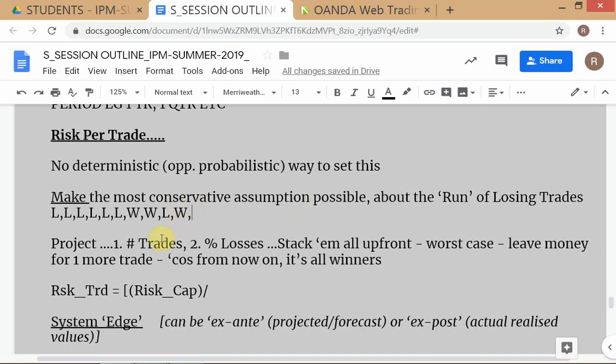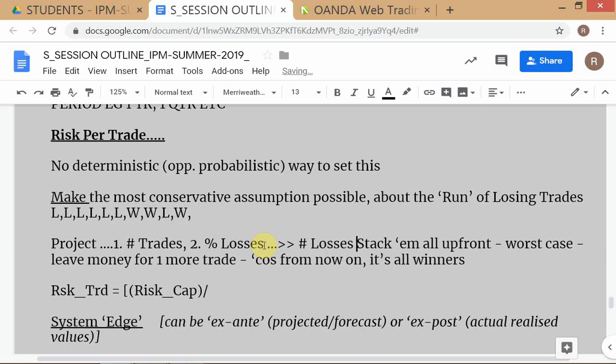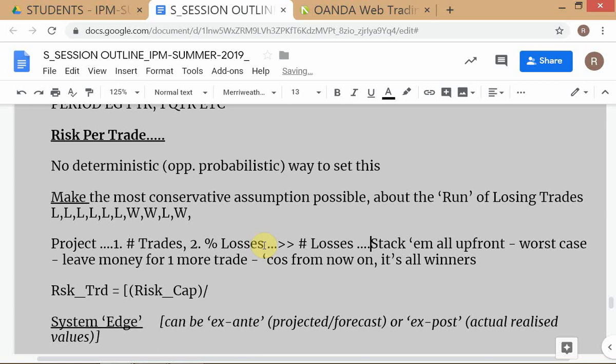We are going to make such a conservative assumption that it can't be worse than that. So we make the worst case assumption, okay? The most conservative assumption possible, which is basically worst case. What am I doing? First, project the number of trades. Second, project the percentage losses. From number of trades and percentage losses you get the number of losses. Is this clear?